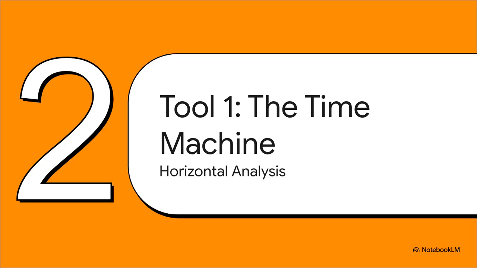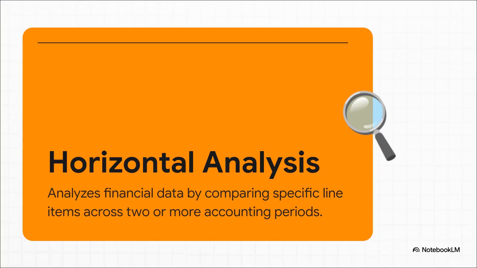It lets you literally look back in time to see exactly how things have changed from one period to the next. And how we do it is by calculating both the dollar change and, this is the important part, the percentage change for each item. This is what's so cool about it. It doesn't just show you what changed, but it shows you the direction and the real impact of that change.